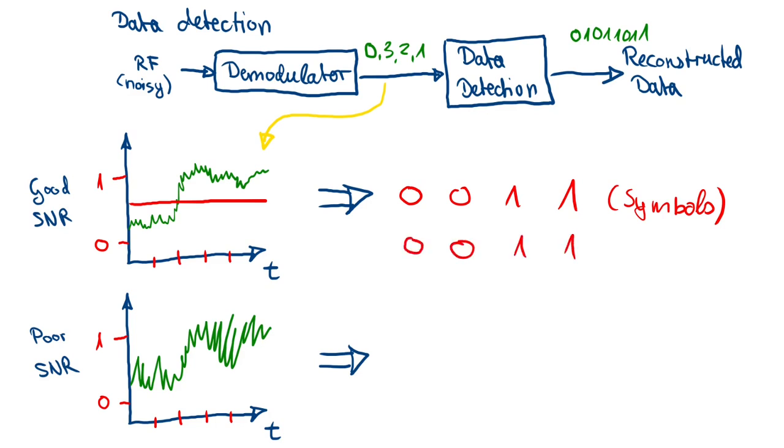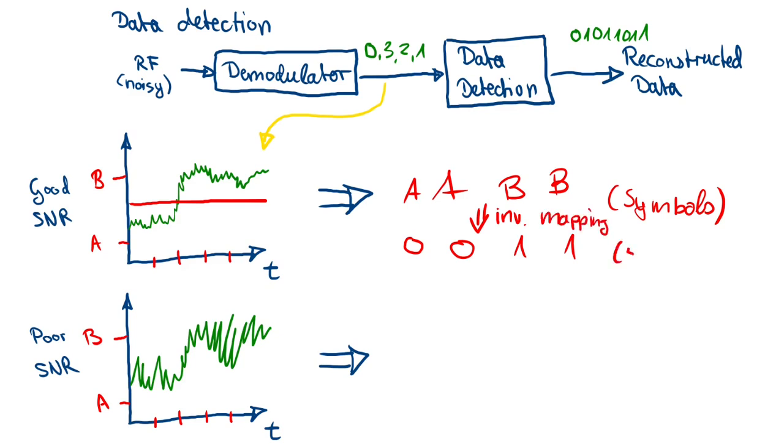Or maybe just to make it clear that we use symbols here and not data, let's rename this two symbols. So this is an inverse mapping. We get the data here.